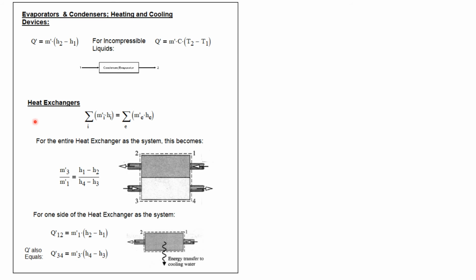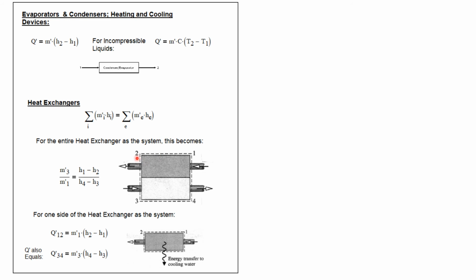Now, heat exchangers get a little more complicated, but if we look at the heat exchanger as a system, we draw our boundary around the entire heat exchanger encompassing both flows, the flow on both sides of the heat exchanger. We know that all of the energy entering the heat exchanger has to be equal to all of the energy leaving. So we can write this expression that the summation at the inlet of the mass flow rates at the inlet times their respective enthalpies is equal to the summation at the exit of all the mass flow rates at the exit times their respective enthalpies.